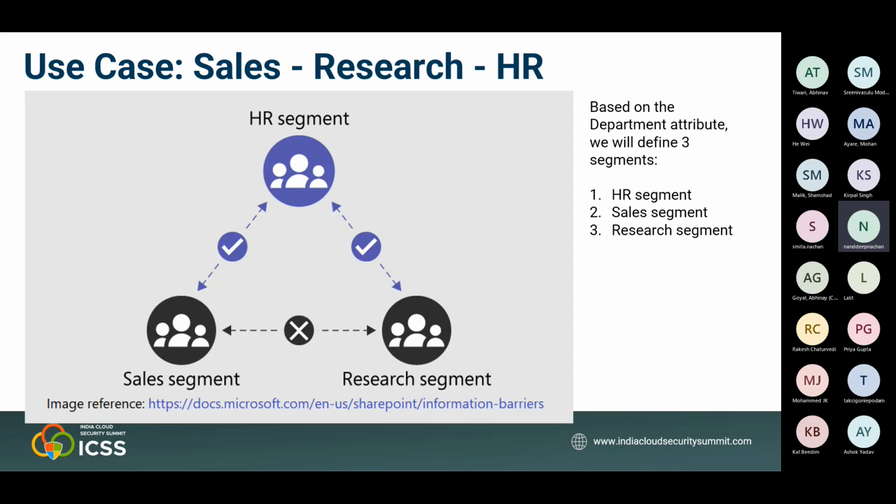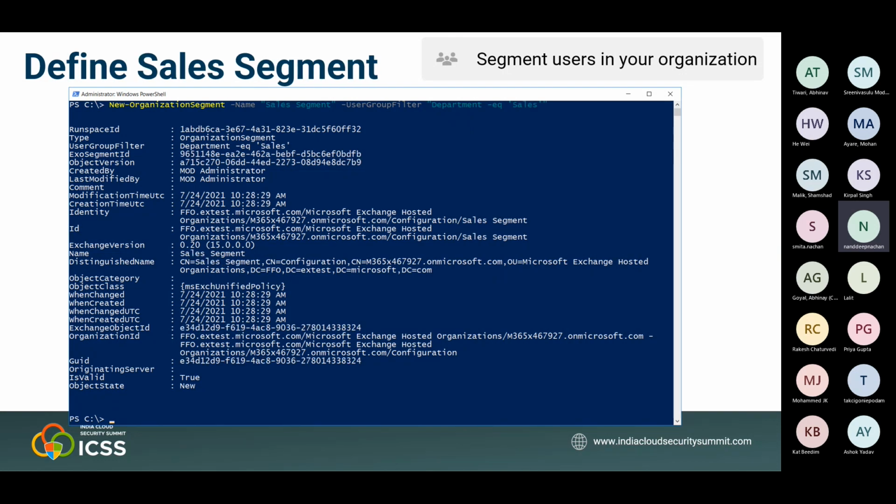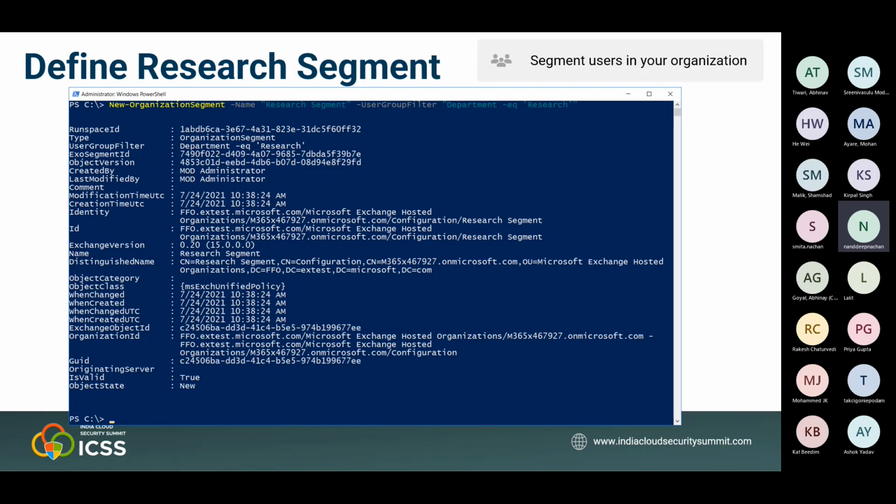So the use case here is, let's say for example, we have HR, sales and research as three departments in our organization, and we want to allow the communication between HR and sales, HR and research, but we don't want sales and research people to talk to each other. So how can we do that? For that we can define the HR segment by running this command, New-OrganizationSegment. And then we are defining the user group filter, which is from Azure AD, the department: where the user is marked as an HR department user, they will fall under the HR segment. We will do a similar thing for the sales segment and research segment.